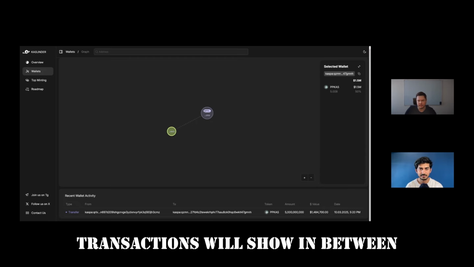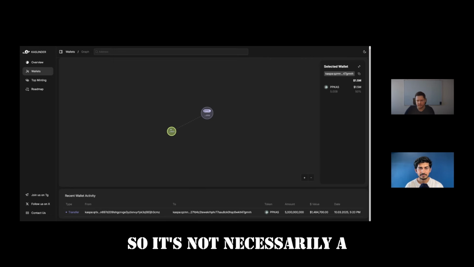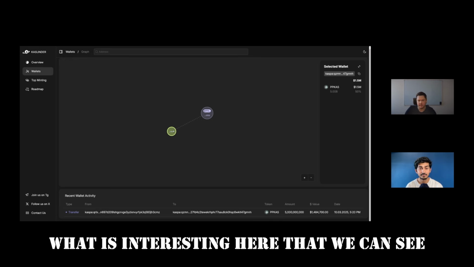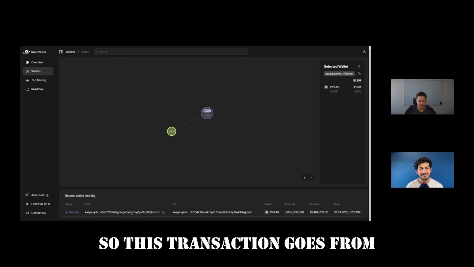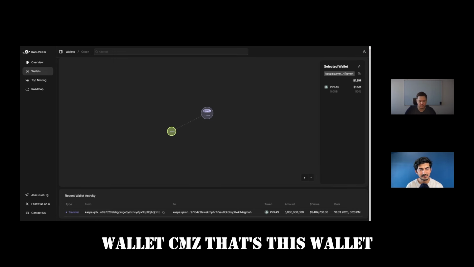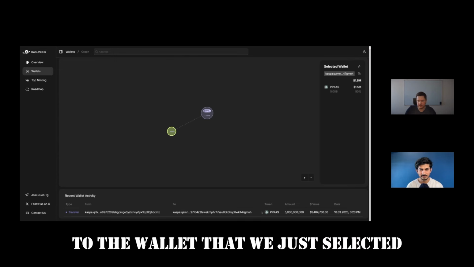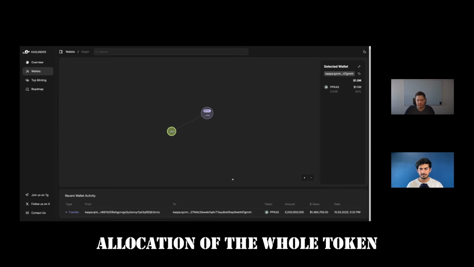And also the transactions will show in between the neighbor wallets themselves. So it's not necessarily one-to-one communication. What is interesting here is that we can see that it has only one single transaction. So this transaction goes from wallet CMZ, that's this wallet, to the wallet that we just selected. And in that one single transaction they send half of the allocation of the whole token.